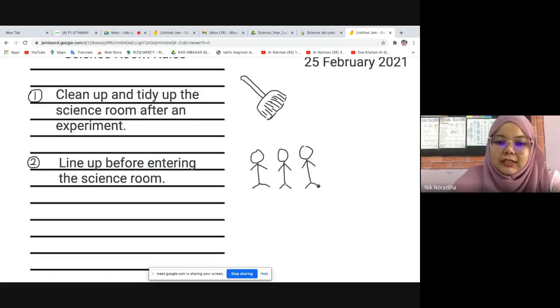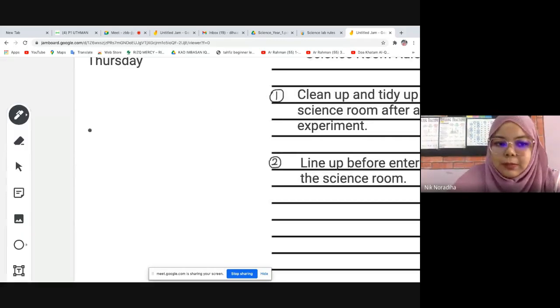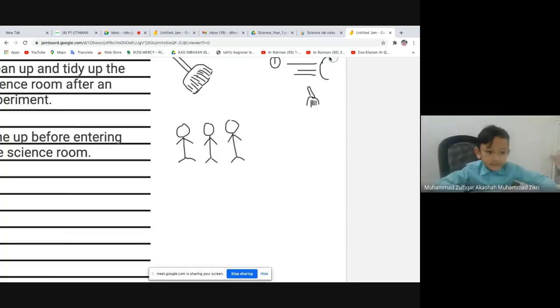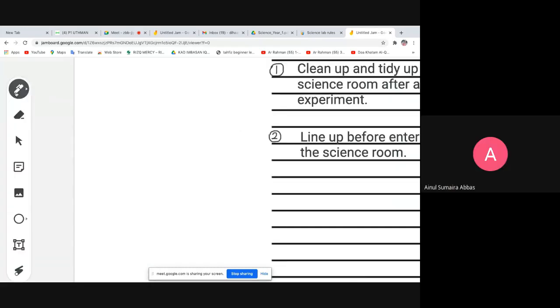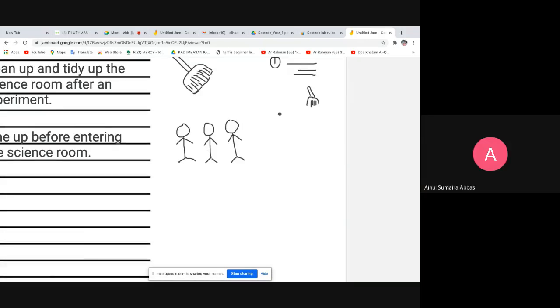Okay, my dear. Look at teacher carefully. I'll show you. For example, you already write number one, right? So you draw your broom here. If you don't have enough space to draw beside, just draw below. Below means bawah. So just draw below if you don't have enough space to draw beside the word. Can you understand?